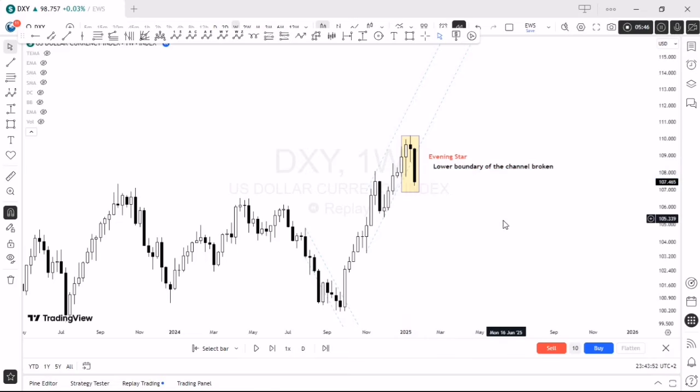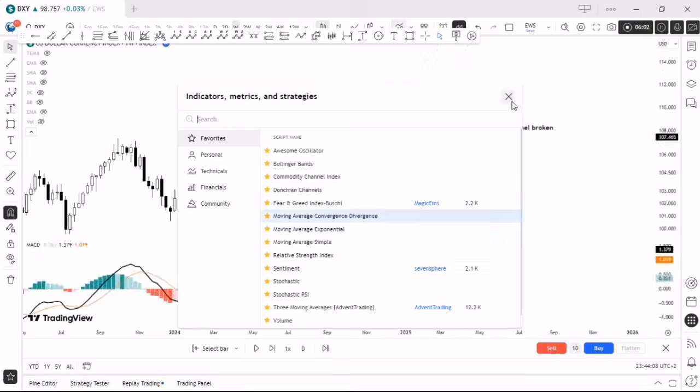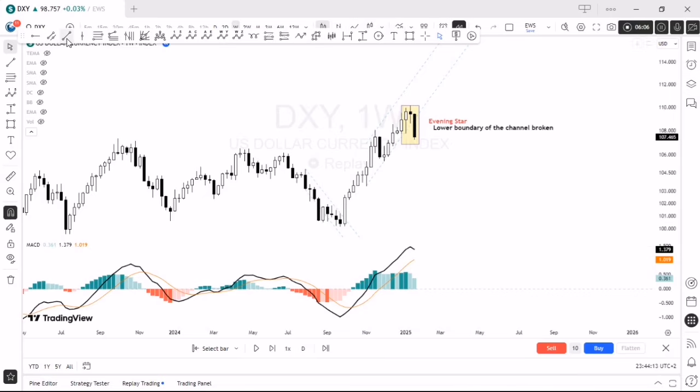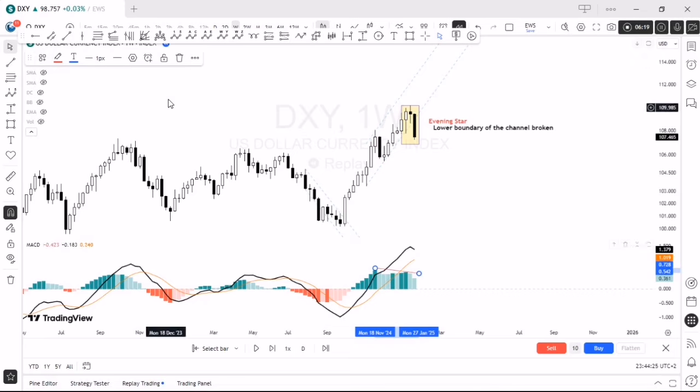So again, breaking and closing outside the lower boundary of Elliott's final channel was a confirmation that indeed our wave C has concluded. Also, if you remember, we reached an important Fibonacci level, which is another confirmation in this case.